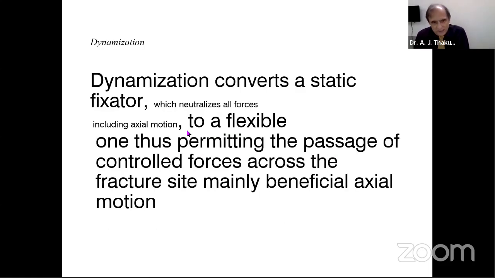Now, dynamization. What dynamization does is convert the static fixator into a flexible one, thus permitting some movement at the fracture site. It also then allows the passage of control forces across the fracture to convert it into a beneficial axial movement. We just now discussed that if the axial movement is beyond a certain critical level, it will produce a hypertrophic non-union. So we want it to move, but within the limits so that it can be beneficial to us.